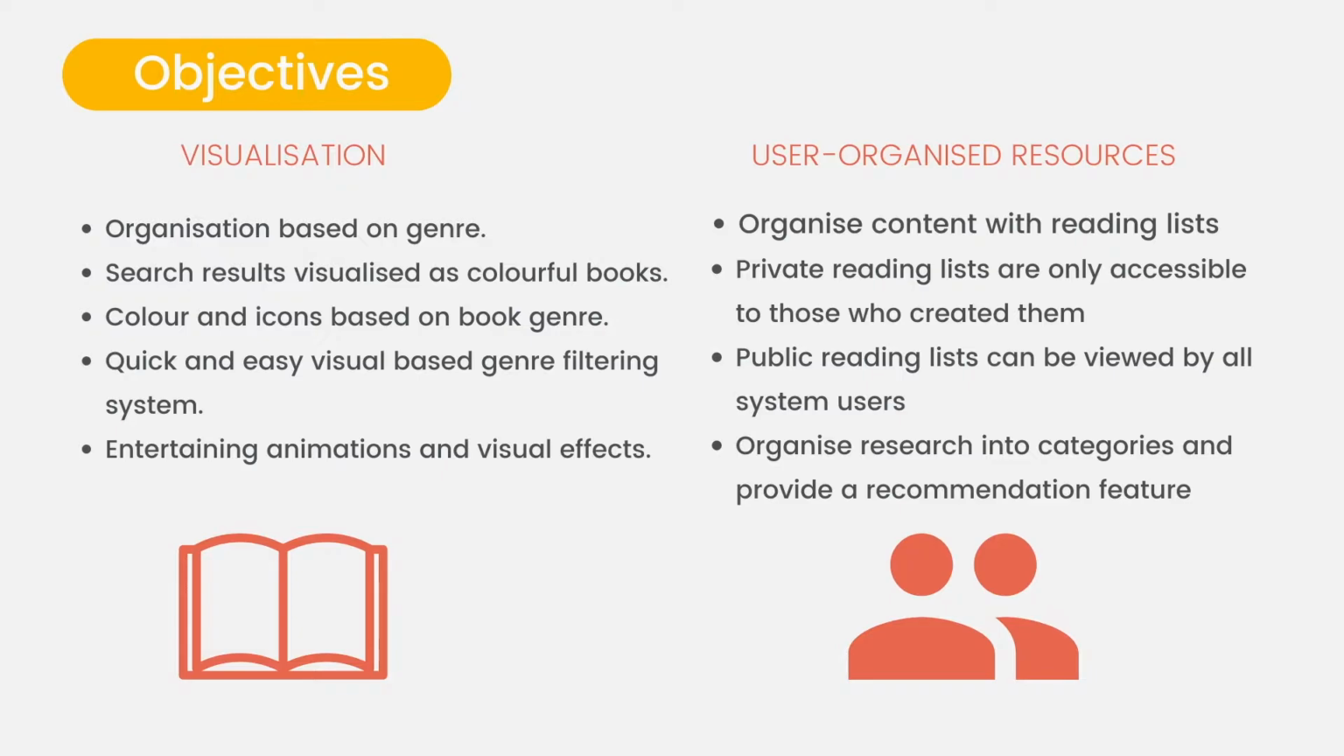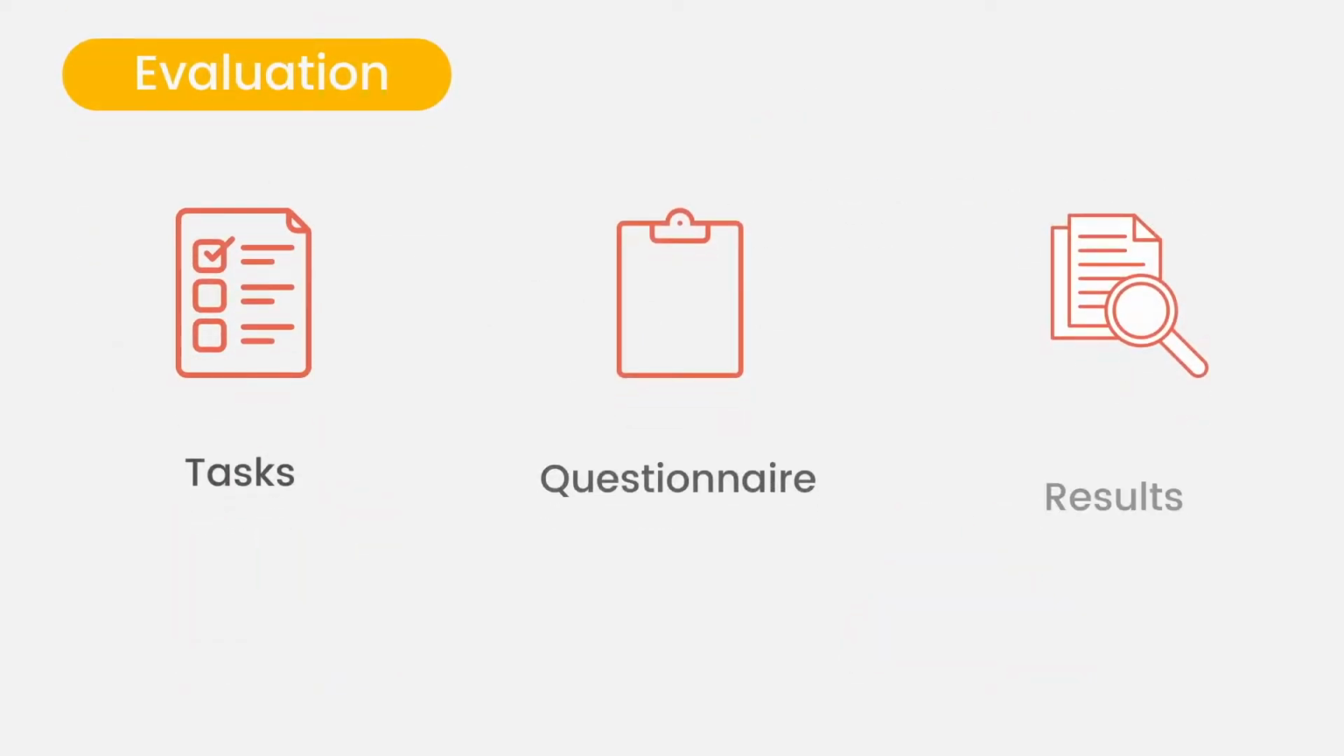The user organize system will allow users to organize their research into reading lists. Private reading lists are only visible to the user, while public reading lists can be viewed by all system users. These features will allow the users to organize their research into categories and provide a recommendation feature for the resources on the digital library.